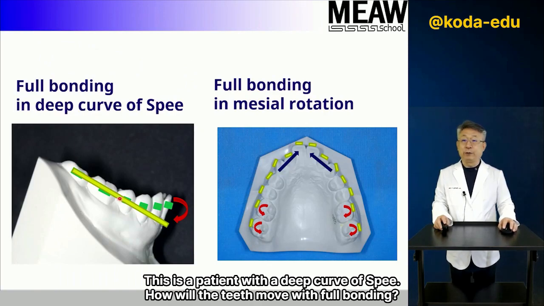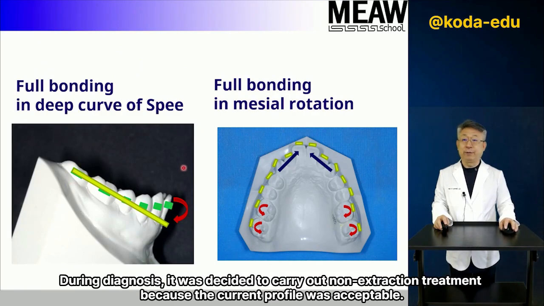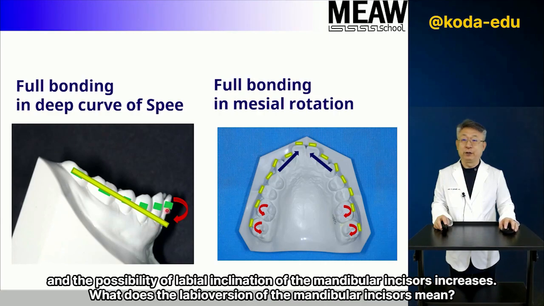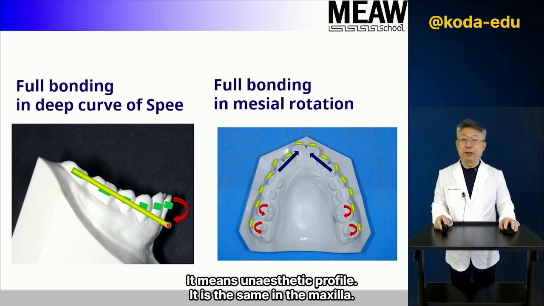This is a patient with a deep curve of SPE. How will the teeth move with full bonding? During diagnosis, it was decided to carry out non-extraction treatment because the current profile was acceptable. If brackets are attached to all teeth and leveled according to the posterior teeth, the possibility of labial inclination of the mandibular incisors increases. What does the labiversion of the mandibular incisors mean? It means an unaesthetic profile. It is the same in the maxilla.